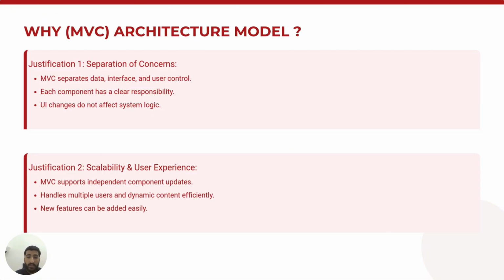The first one is separation of concerns. MVC separates the system into clear parts. Each part has its own responsibility. Changes to the user interface do not affect the system logic. The second reason is scalability and user experience. MVC makes the system easy to expand. A new feature can be added without changing the whole system. It also helps the business handle many users smoothly.